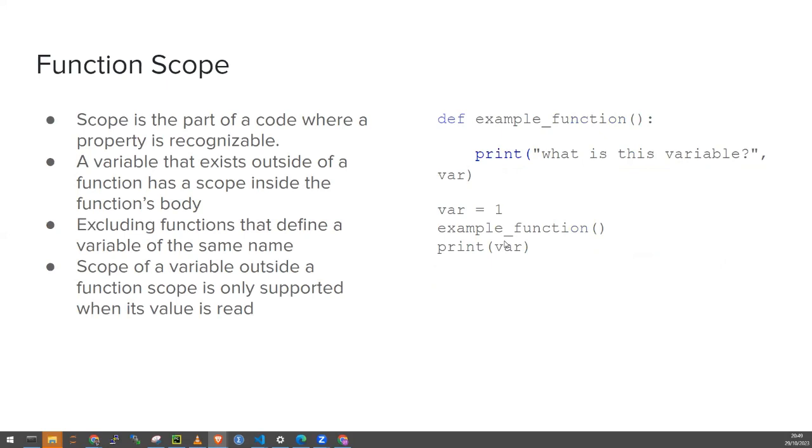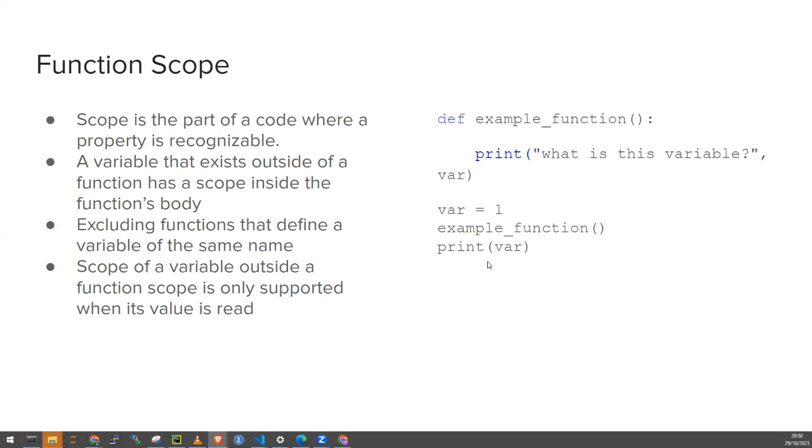Now, function scope essentially is where part of the code is recognizable, right? So if you look here, we have a function called example function, and there's a variable, var, right? And then here, when we're executing, we have another variable called var, and then we invoke our function and we print var, right? So what would happen here is, when you invoke the function, Python will look for this var variable within the function scope. And as you can see, we did not define it anywhere within the function. Then what it will do is look to see if it can find this var outside of the function, and there it'll be found. What is the variable? And this would be 1, right?